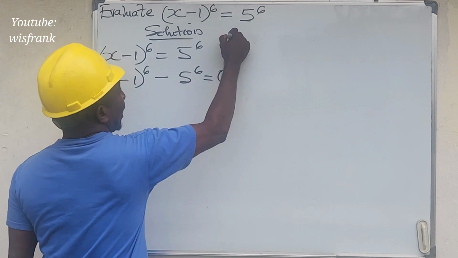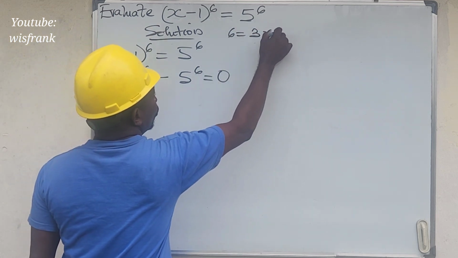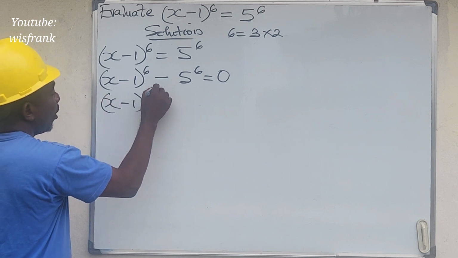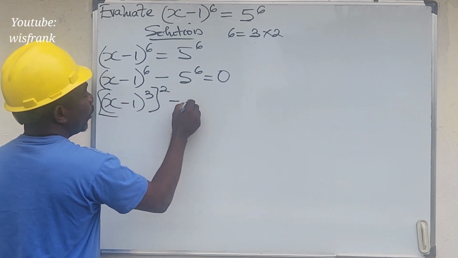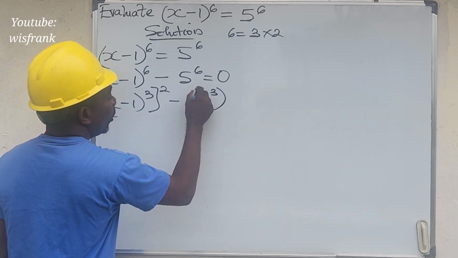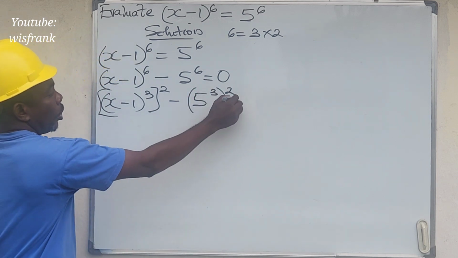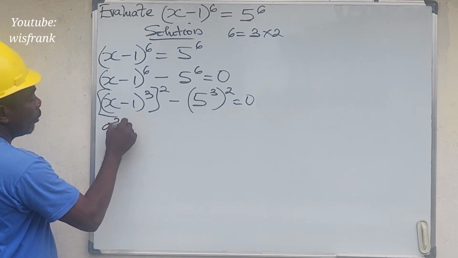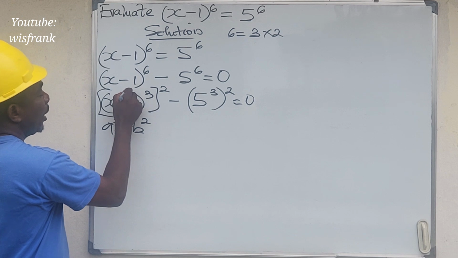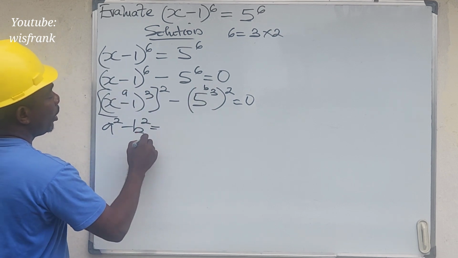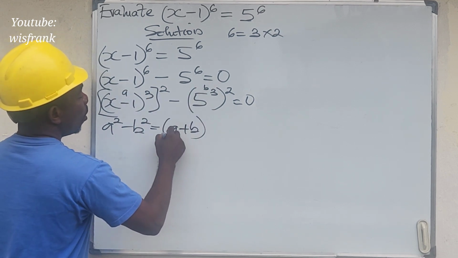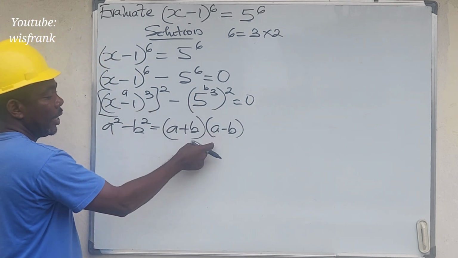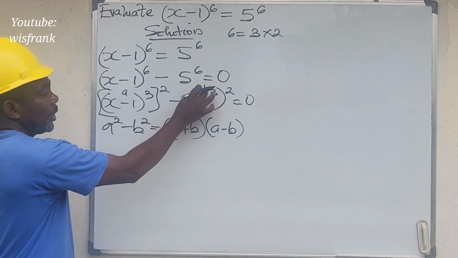So here 6 can be written as 3 times 2. So here we have ((x − 1)^3)^2 − (5^3)^2 = 0. It is in the form a^2 − b^2. This is our a and this is our b. So this will be equal to (a + b)(a − b). We are going to express this in this format. As we said, this is our a and this is our b.